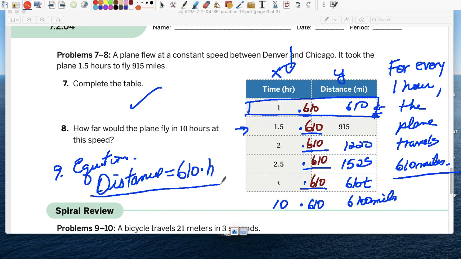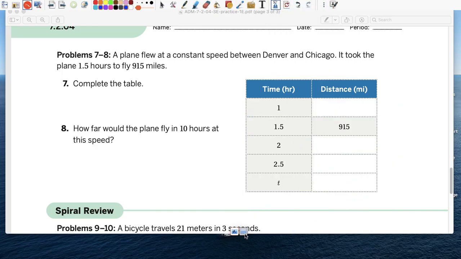There. So if you tell me the plane flew 21 hours, how many miles did it go? Well, put it in here: 610 times 21. The plane flew 19 hours: 610 times 19. The plane flew 22 hours: 22 hours times 610. Well, there you go.